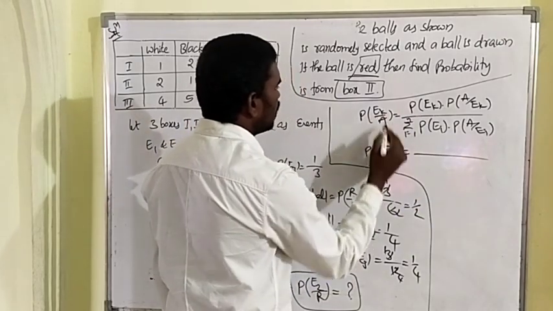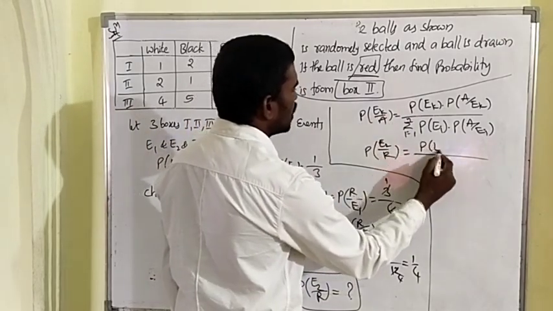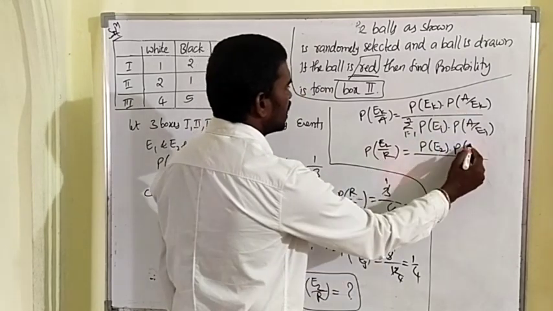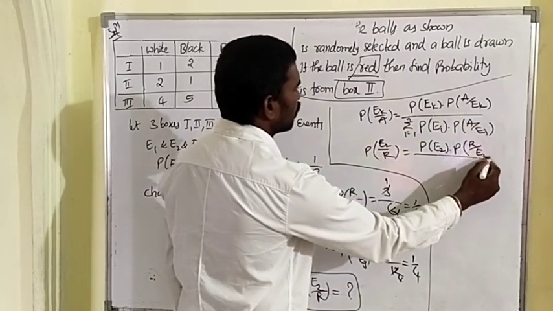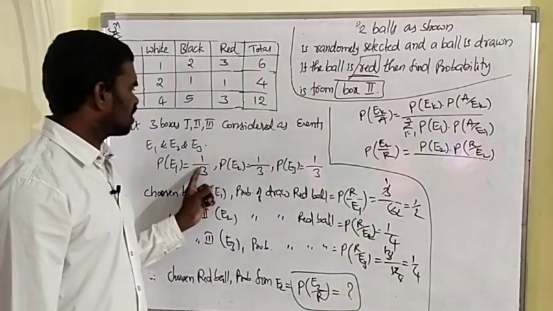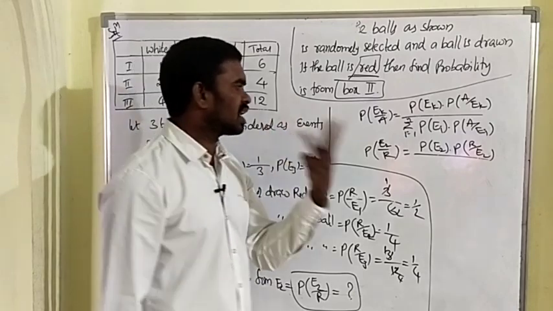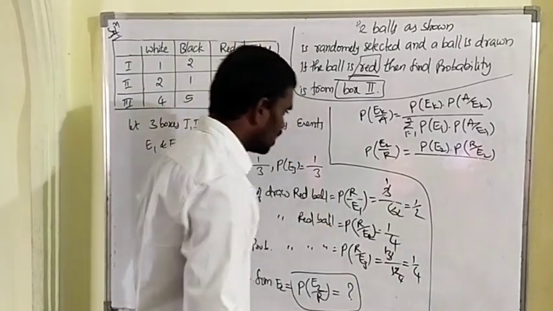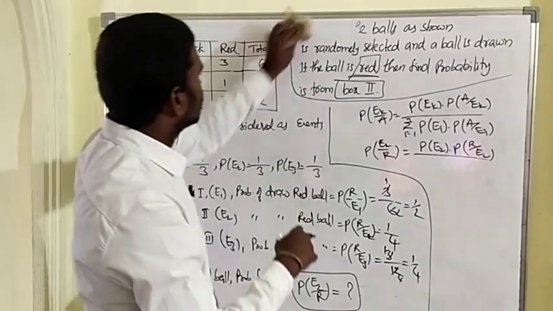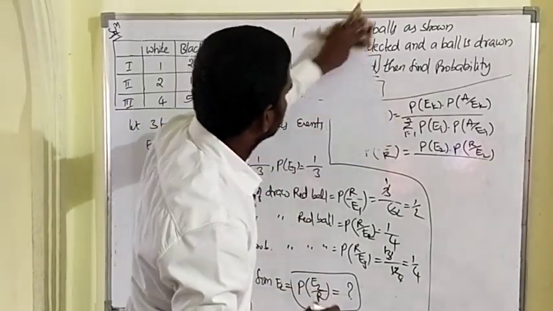So Ek means E2, probability of E2 into P of A by Ek. In place of A there is R, so R by E2, by summation 1 to n. Here how many events are there? 1, 2, 3 are there, so 3, write down. Okay, so can I remove this question? I'm not getting sufficient space.